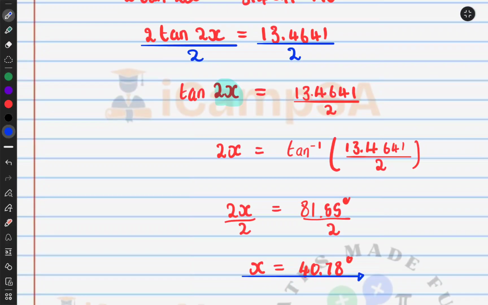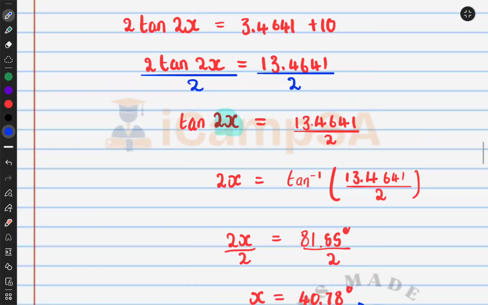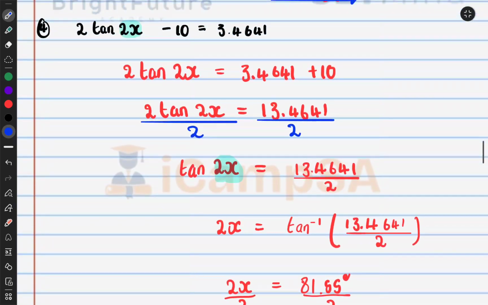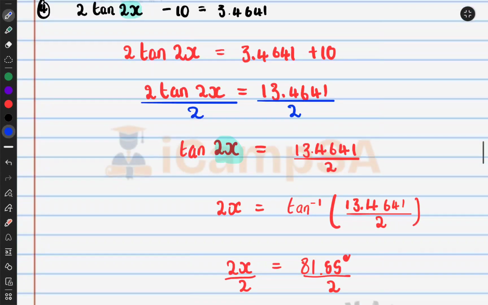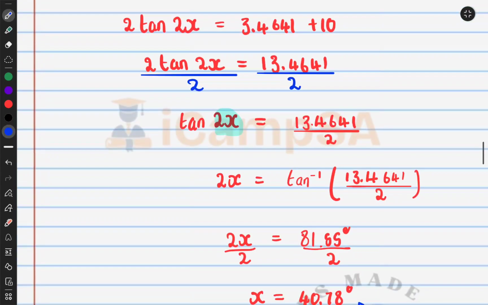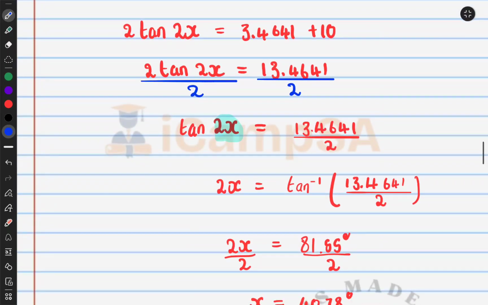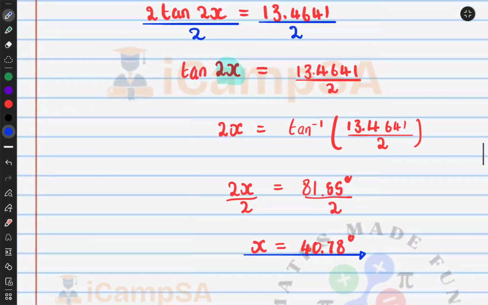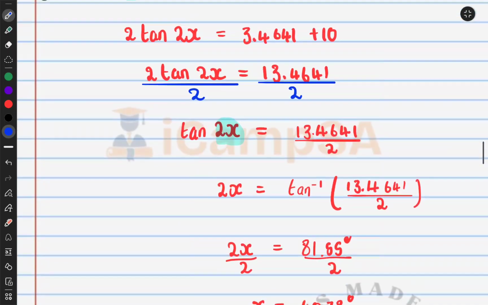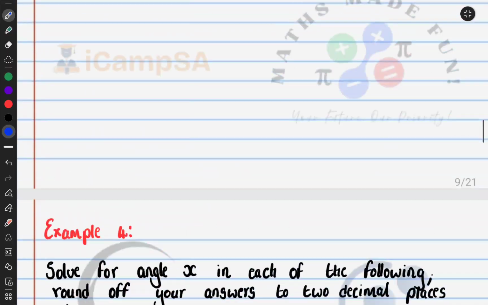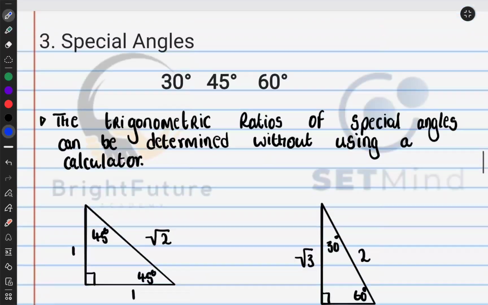Your exams will be containing questions of this nature. So I would suggest that you practice more and you come back to this video and watch the steps for solving these equations again and again until they are engraved in your brain. Maths is a practical subject. You learn maths by doing it. Okay, that was example number 4.